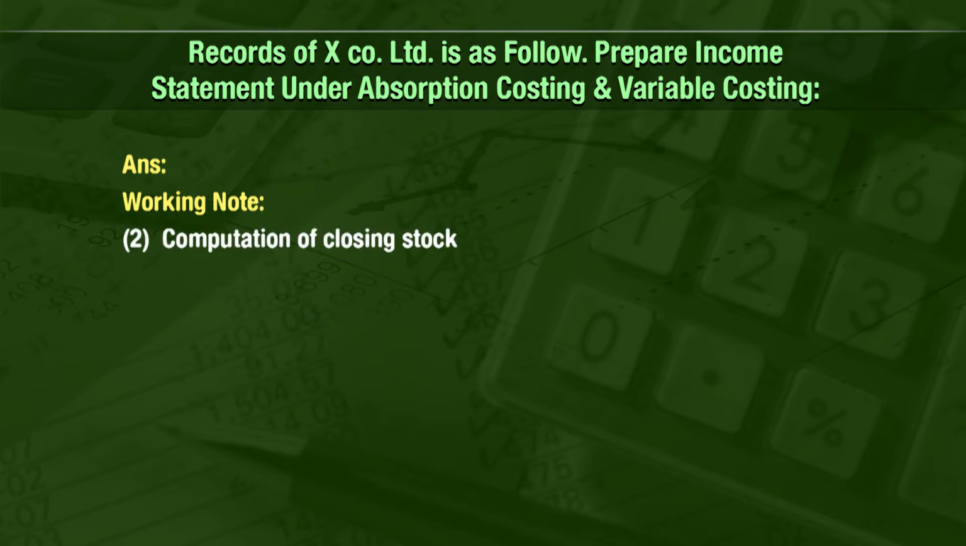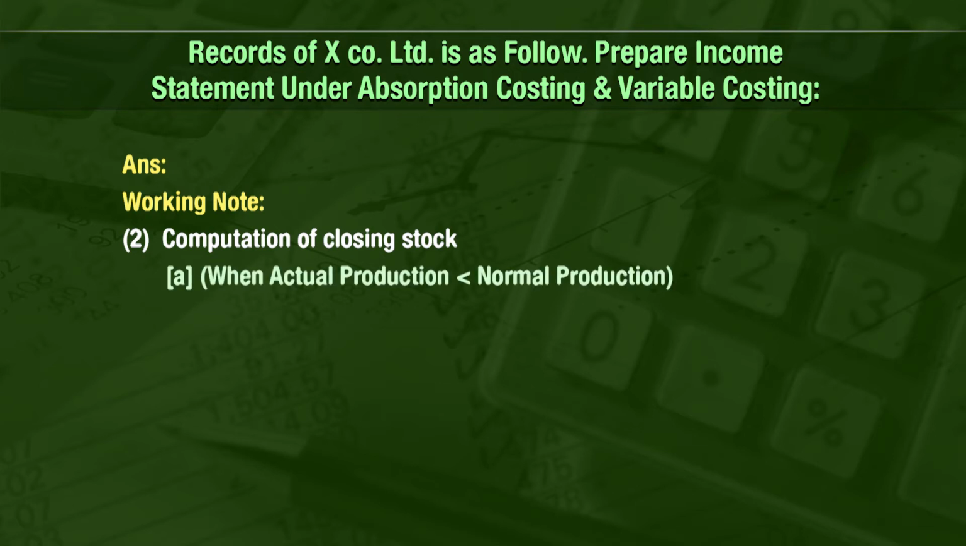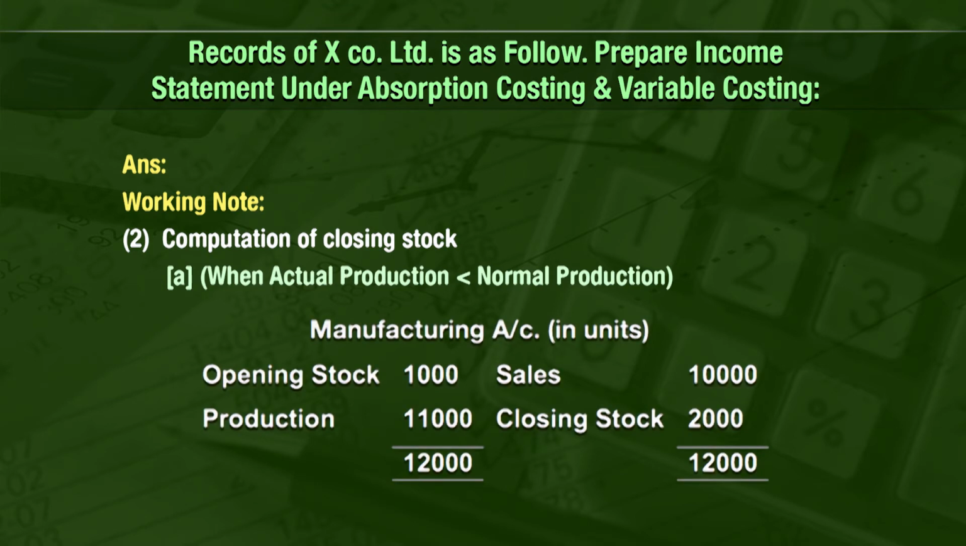Number 2, here we have to undertake the computation of closing stock, because we are given two situations, where 11,000 units production is given as well as the production of 13,000 units. Let us take first the case of 11,000 units, where production is less than normal production units. Here we will prepare manufacturing accounts in units. We have opening stock of 1,000 units, production of 11,000 units, sales of 10,000 units. Therefore, the difference of 2,000 units will be treated as closing stock.